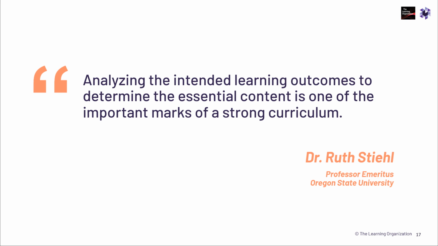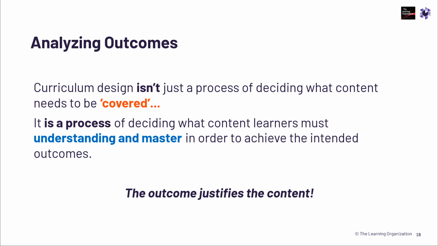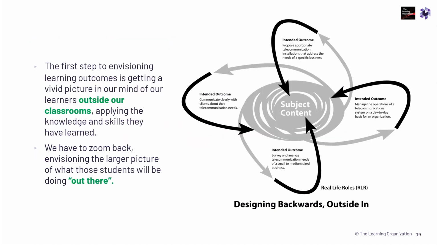And I realized it's not about covering content, because it's really about a process, right? So analyzing outcomes is really about a process of deciding the content in order to achieve the outcomes. The outcomes justify the content. It's not about covering content. And so when we think about envisioning learning outcomes, and we think about them as you've identified some great roles, we're really designing backwards from those roles, from that outside in perspective, and being able to define the outcomes and then deriving subject matter from them.